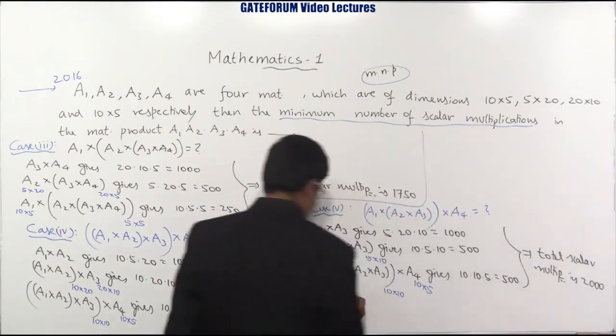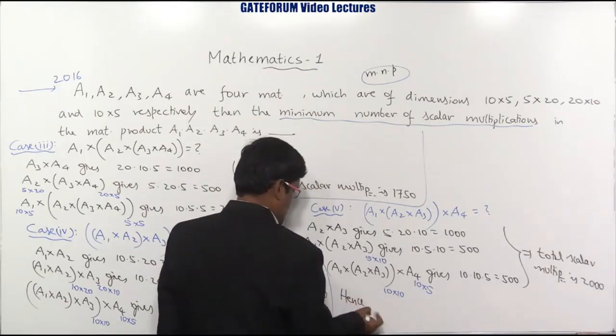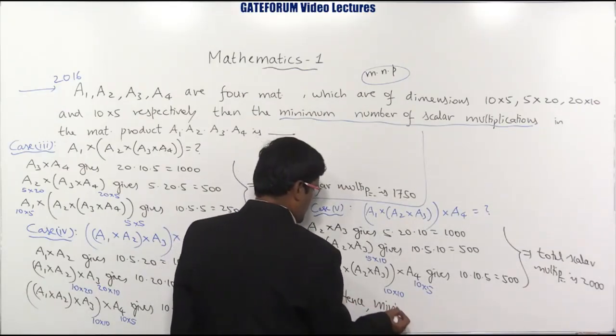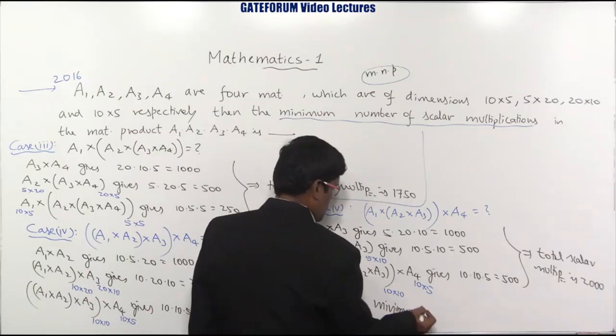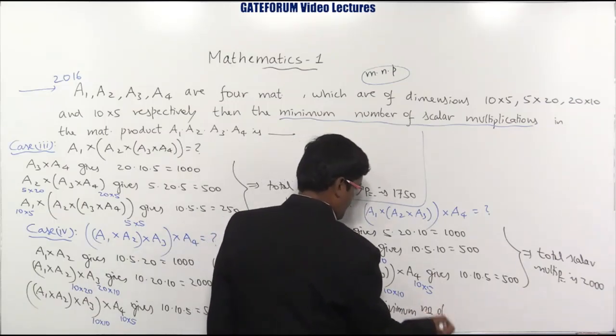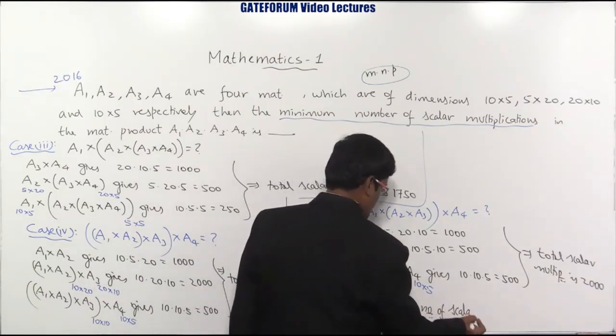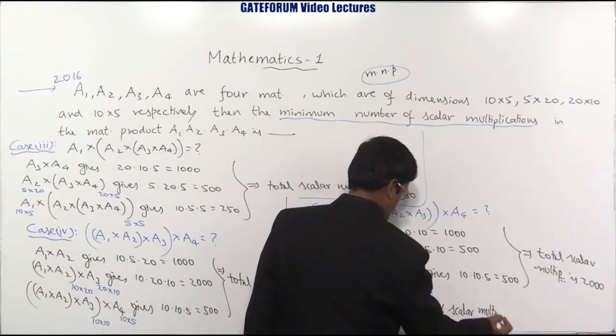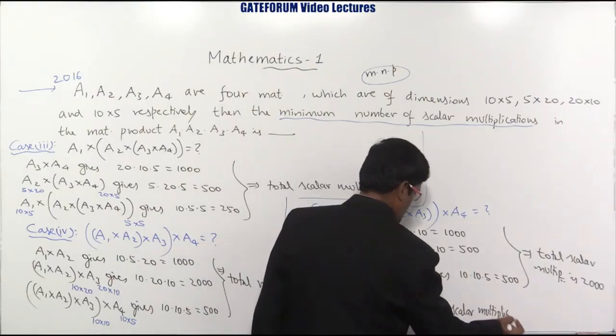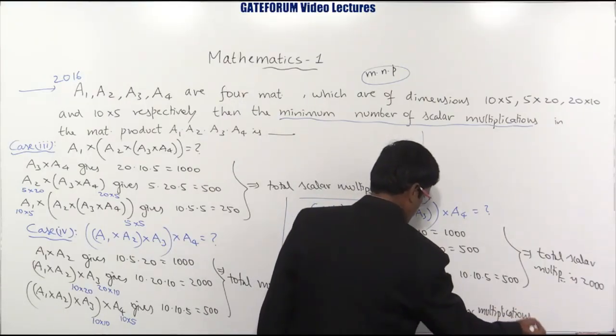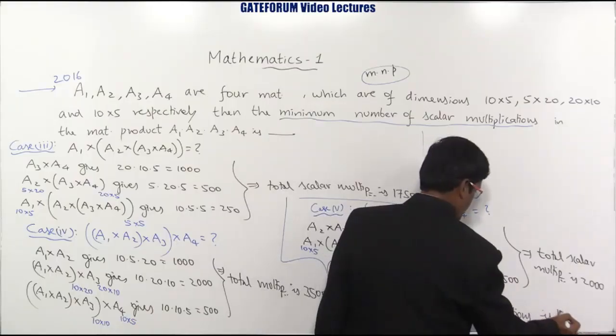What is the conclusion? Hence, the minimum in all the above cases, that's why they asked for the minimum number of scalar multiplications, is 1500.